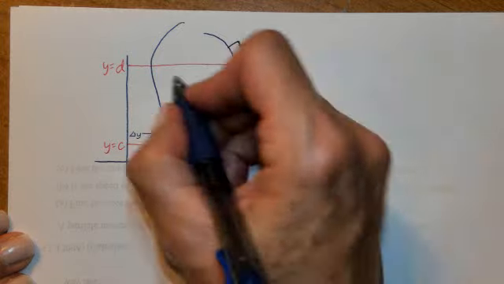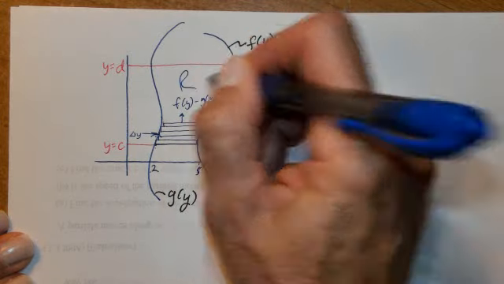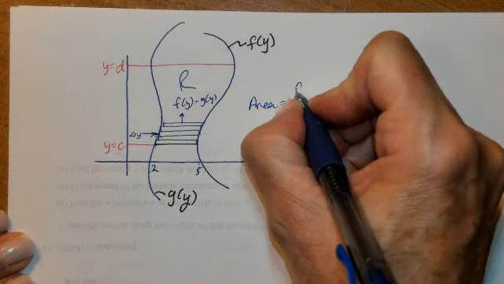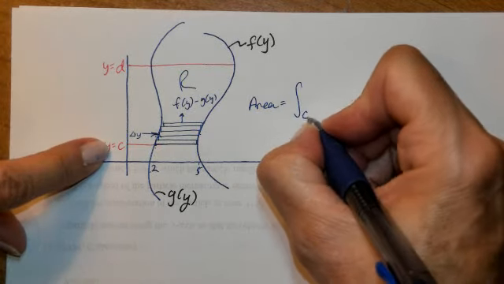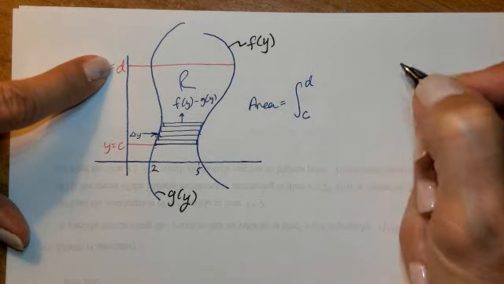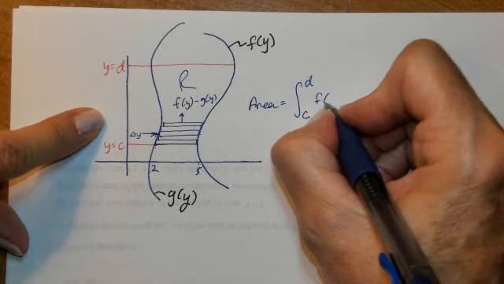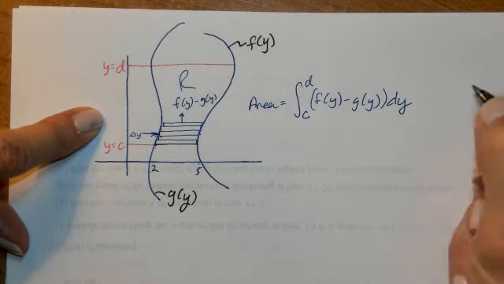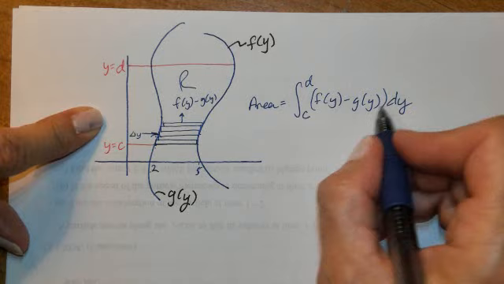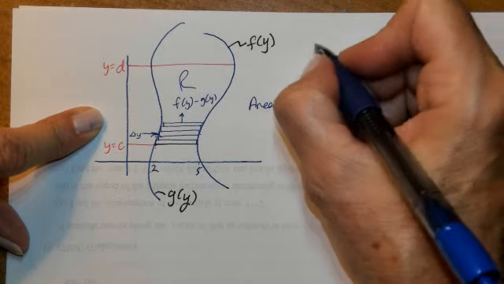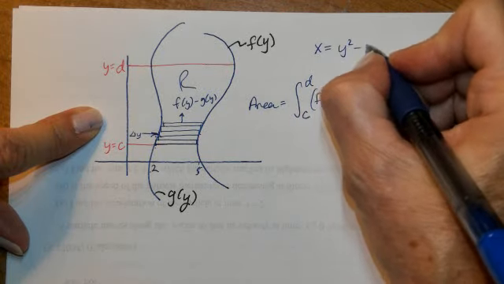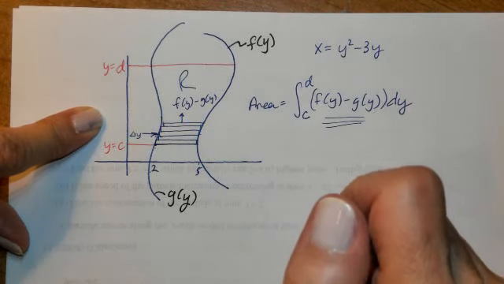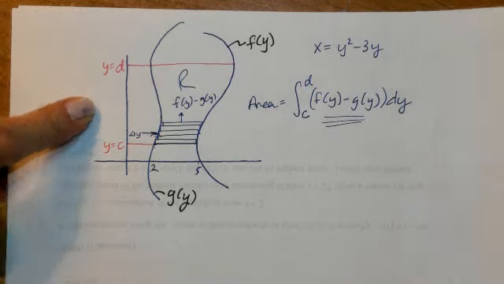So what is the area bounded in here? If this is region R, what is the area of R? Well, the area of R will be the integral from y equals c to y equals d of f of y minus g of y dy. It makes sense. So if we had equations with y's in them instead of x's, then you would be using this. Okay? All right. Example time.